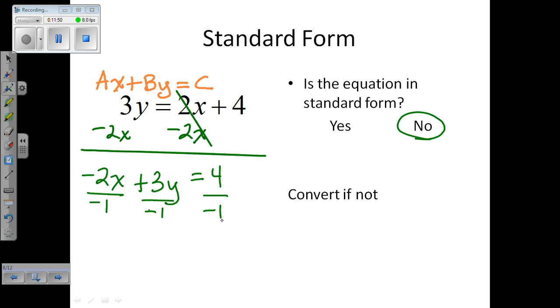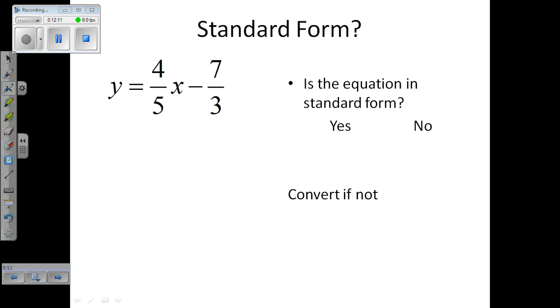If I want to multiply or divide by something, I have to do it to the whole equation. So negative 2 divided by negative 1 is positive 2. 3 divided by negative 1 is negative 3. And 4 divided by negative 1 is negative 4. And now it follows all the rules, so now it's in standard form.